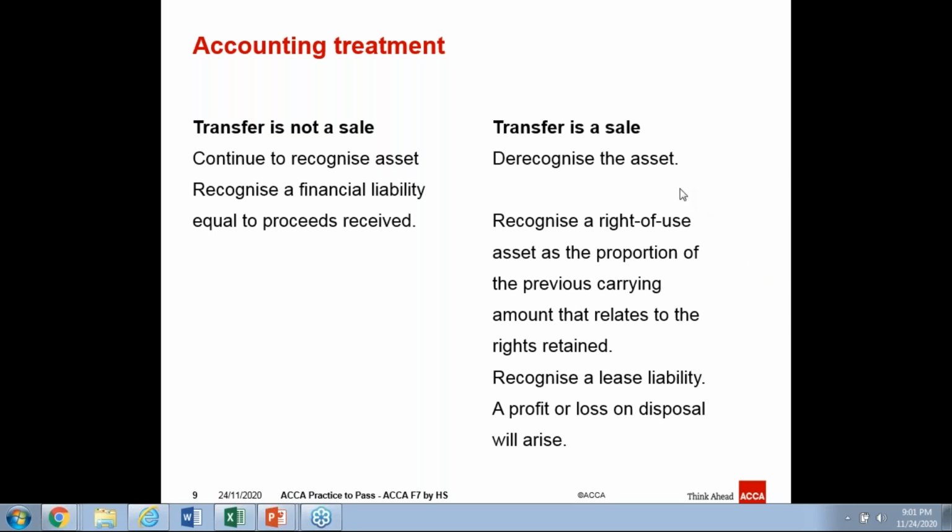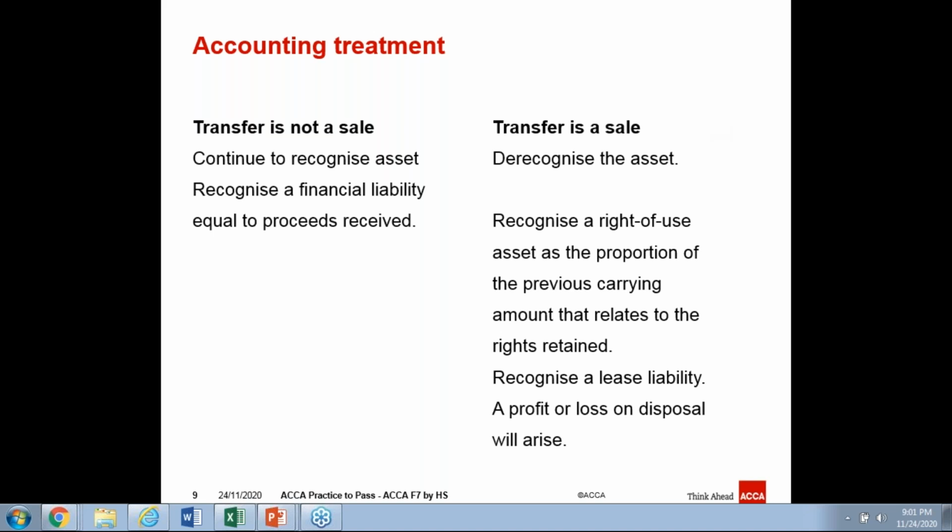So the question is, what if the lease period is higher than the useful life? If the lease period is higher than the useful life, then it means the company still controls the asset. So it's all about the control, and control means the overall useful life of the asset. That means the control is still retained by the company. But when the lease period is substantially less than the useful life, then you can say the control is transferred. And in that case, we have to recognize the transfer as a sale arrangement.